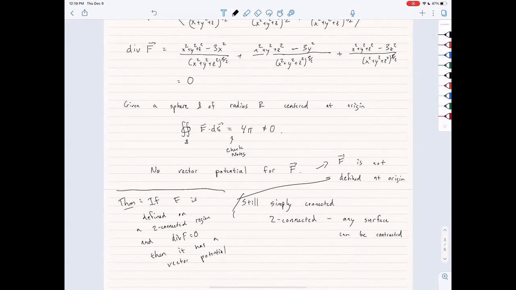Okay, this won't be on the test, but I wanted to share it with you. It actually does have some pretty serious consequences in physics.